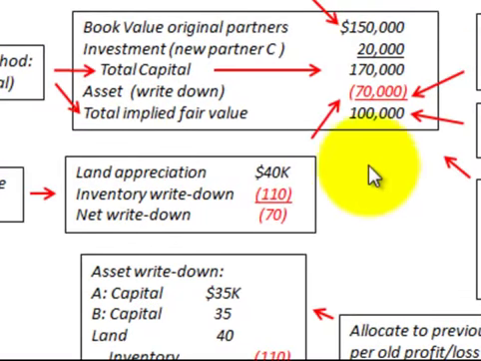So let's go and look at our example. For this asset write-down, it was determined after examining our assets that the land had actually appreciated by $40,000, but then we determined that our inventory was overvalued by $110,000. So we would sum these amounts and determine our net write-down to be $70,000.